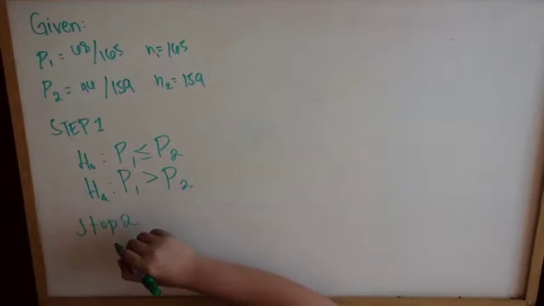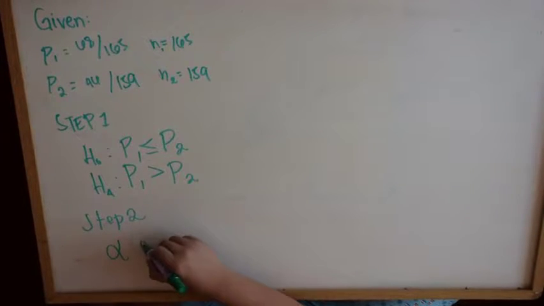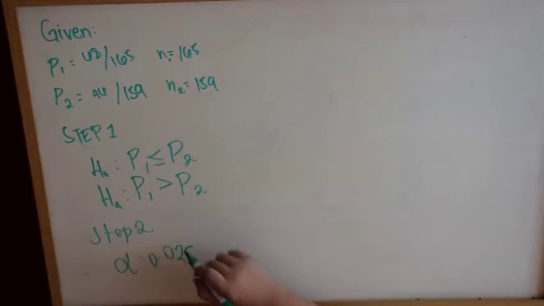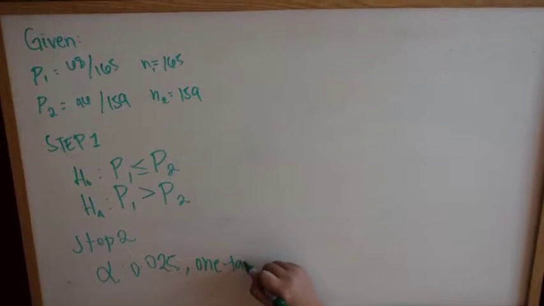So for our step 2, we need to determine what type of test and the alpha value. So our alpha value will be 0.025, and since we are dealing with greater than and less than, we are going to have a one-tailed test.